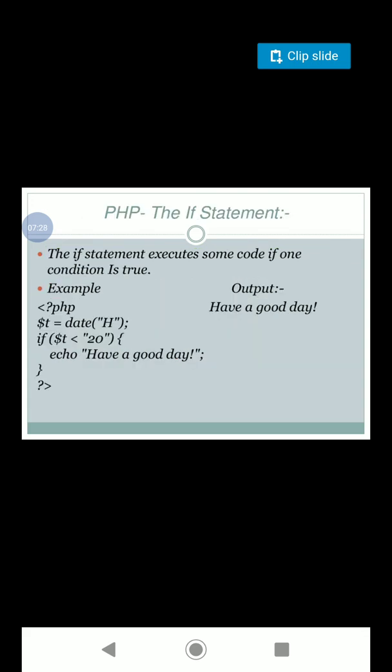So what is an if statement? The if statement executes some code if the condition is true. Here $t is equal to date of h, which means we are going to get the hours value from the date, and we are comparing that value with 20. If it is less than 20, we are printing echo have a good day. If it is a value greater than 20, we are not going to do anything. There will not be any output generated.